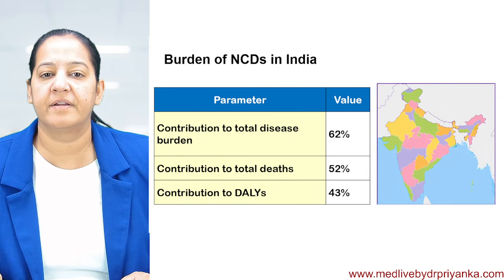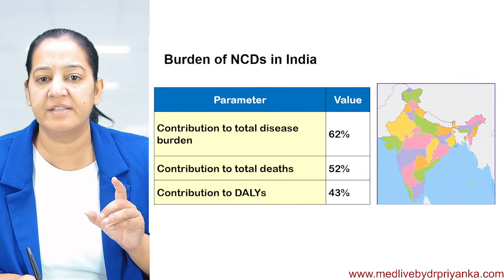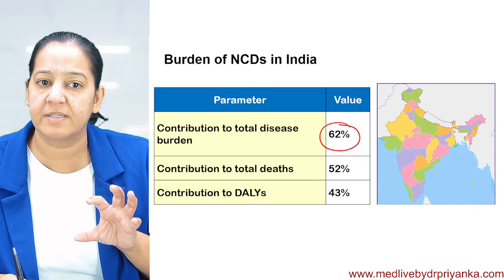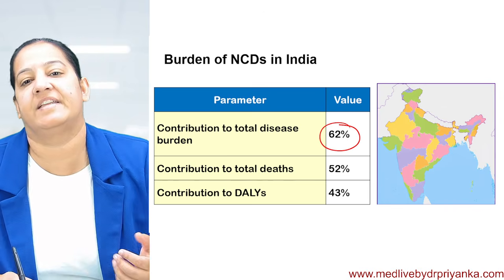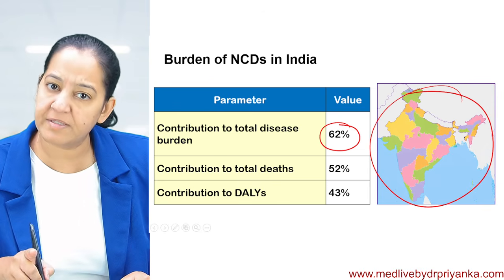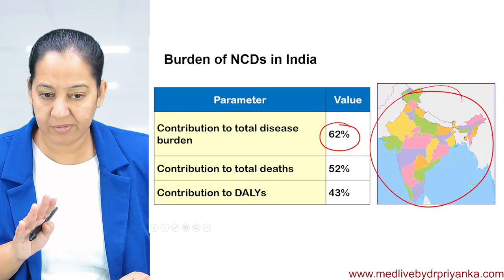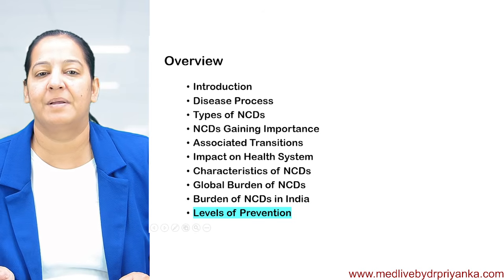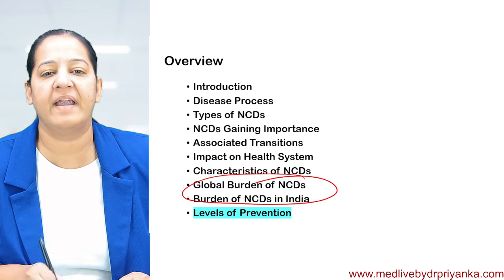What is the Indian burden? Contribution of total disease. They constitute 62% of the total disease burden in India. 62% is a big percent. Of the total disease burden, 62% is only NCDs. So you have to see just these figures. You don't have to learn them. So that is the burden, global burden and India burden.